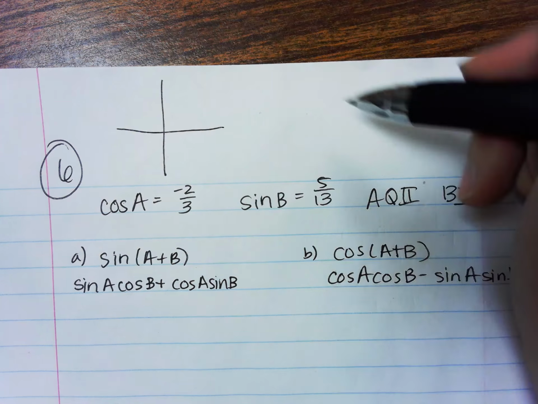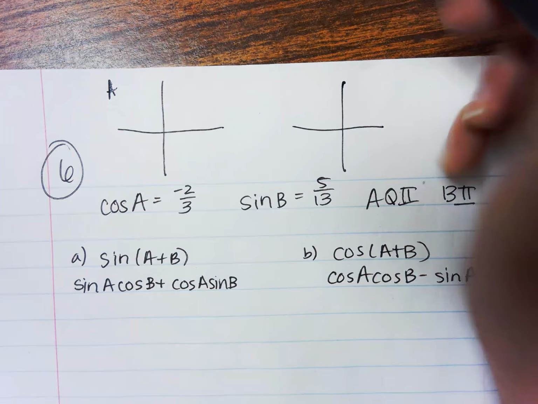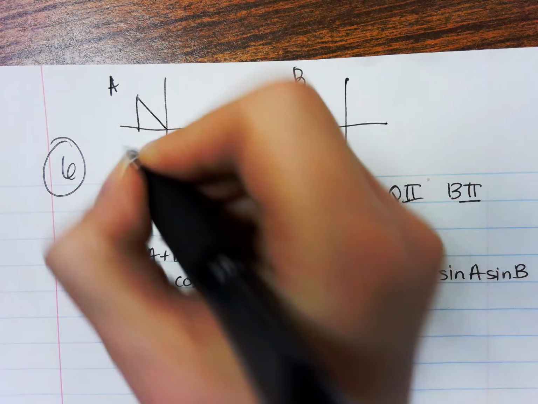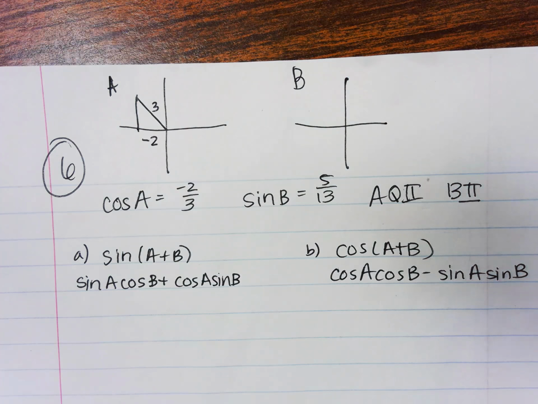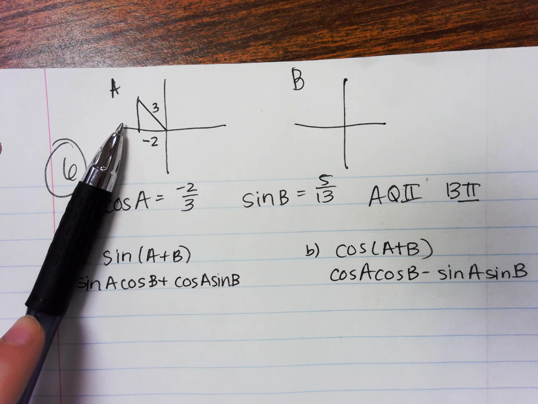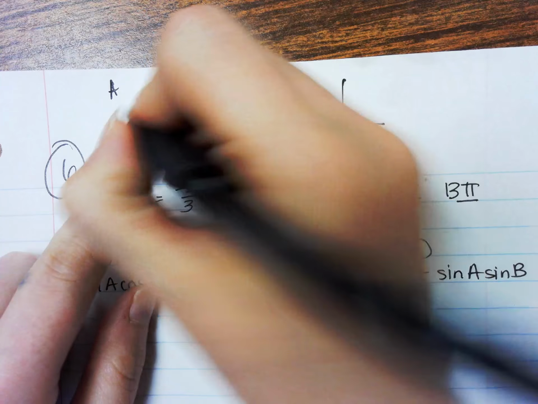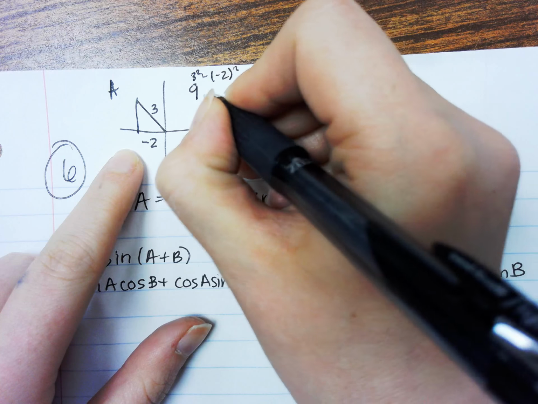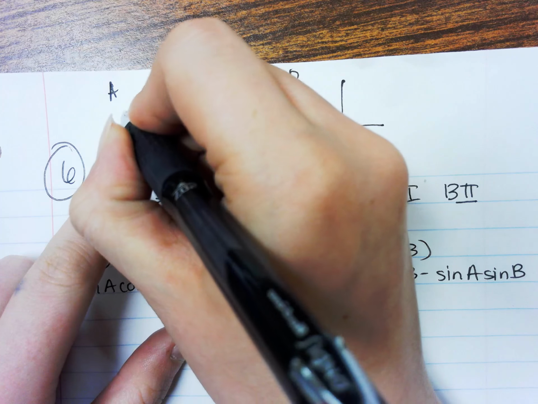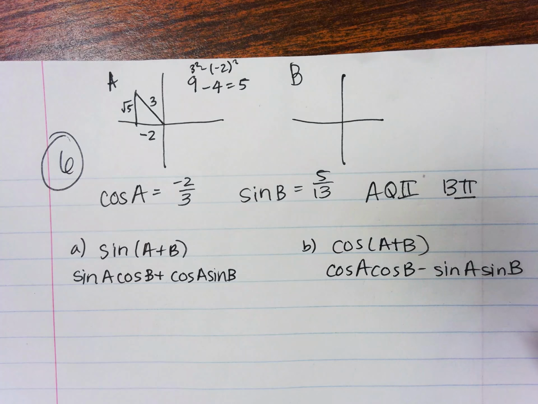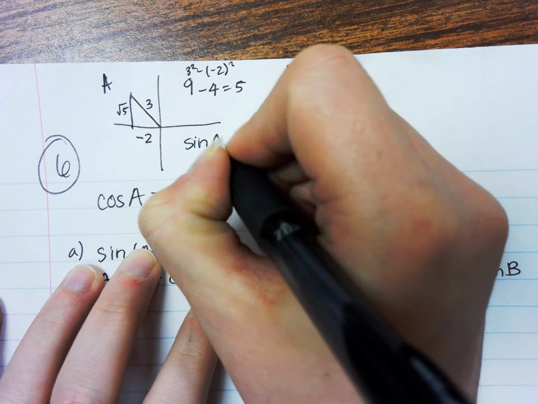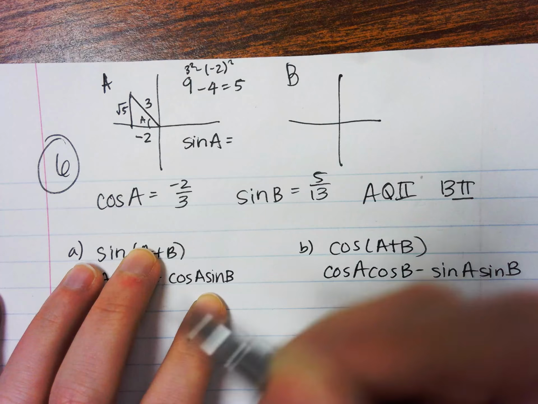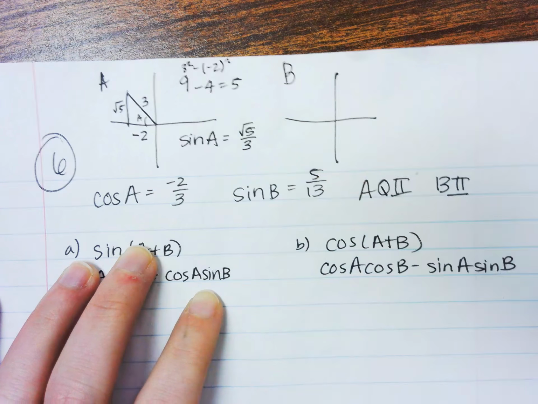So I'm going to draw 2 reference triangles. This one's going to be the reference triangle for A. This is going to be the reference triangle for B. And we know that they're both in quadrant 2. So A gives us the cosine of negative 2/3. And we can find this value so we can find the sine. So we would complete our Pythagorean theorem. This is y, or 3 squared minus negative 2 squared. 9 minus 4 is 5. So this is root 5. Okay, which means that sine of A, this is our A value inside, that's our angle, is square root 5 over 3.